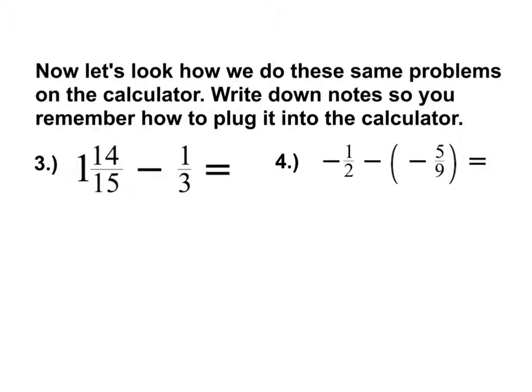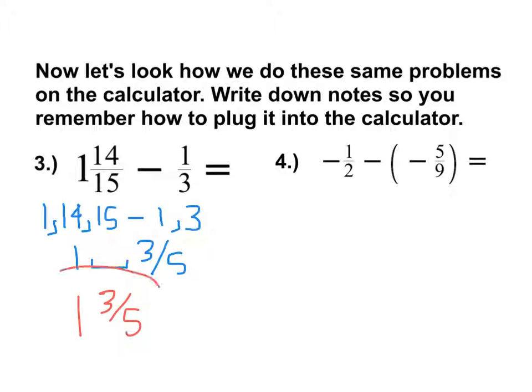Okay, try these next two in the calculator. Remember, you're going to type the whole number, in this case 1, then you'll press ABC, then you'll press 14, then ABC, then 15, subtract 1, ABC, 3. When I type that into the calculator, I get in the display 1 with the unit space and then 3/5. So for my final answer, I'm just going to write 1 3/5.